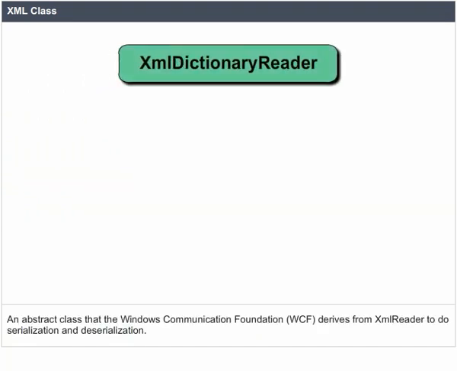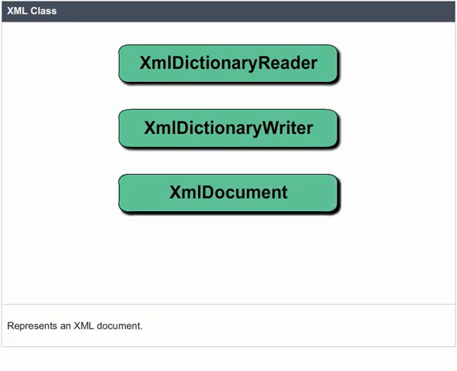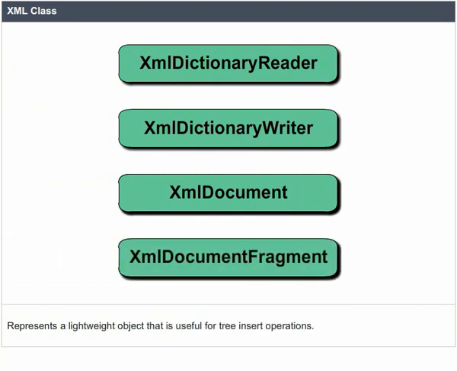XmlDictionaryReader, an abstract class that the Windows Communication Foundation derives from XmlReader to do serialization and deserialization. XmlDictionaryWriter represents an abstract class that Windows Communication Foundation derives from XmlWriter to do serialization and deserialization. XmlDocument represents an XML document. XmlDocumentFragment represents a lightweight object that is useful for tree insert operations.